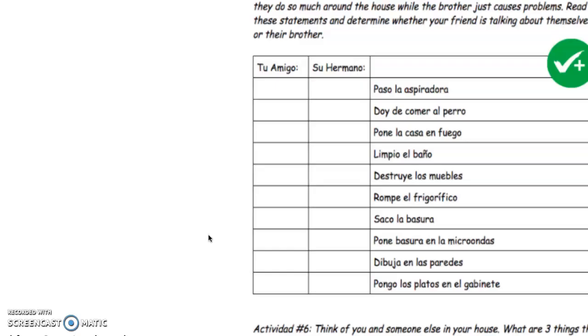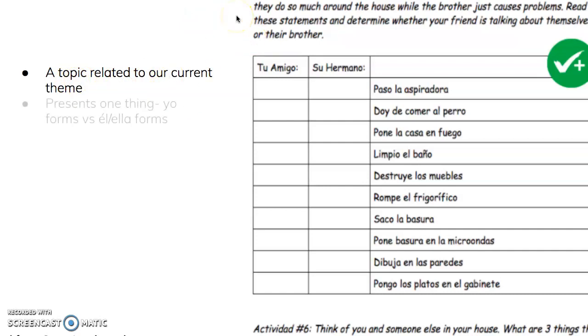So let's look at some more examples, and I want to give credit to Greta Lundgaard because these are modified based on the examples that she presented at a conference at MathLab. Okay? So let's take a look at this. Your friend is complaining about their brother. Your friend says that they do so much around the house while the brother just causes problems. Read these statements, determine if your friend is talking about themselves or their brother. Okay? So that's a topic that is related to our current theme. We're talking about housing. Okay, so that works there.